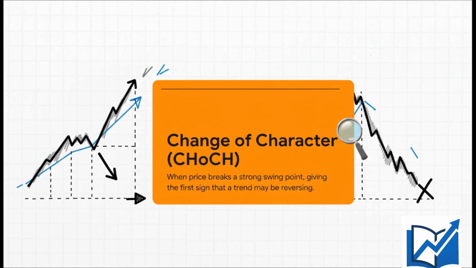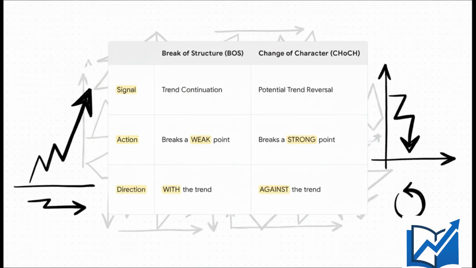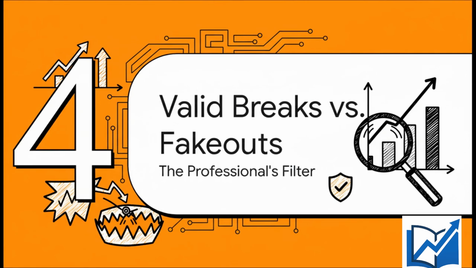Let's break it down side by side. A BOS confirms the trend. It does that by breaking a weak point. A CHOCH, on the other hand, warns of a potential reversal, and it does that by breaking a strong point. One goes with the flow, the other goes against it. Seriously, if you only remember one thing from all this, make it this. BOS confirms, CHOCH warns. All right, you ready to level up?